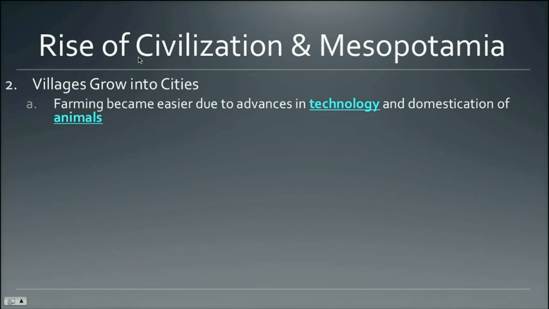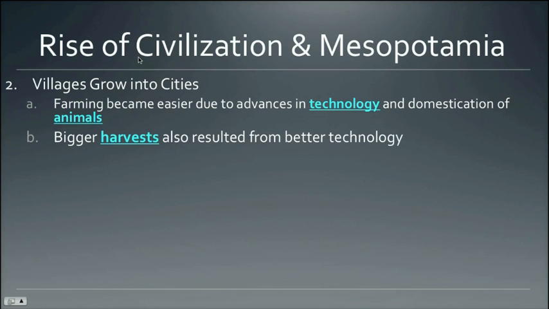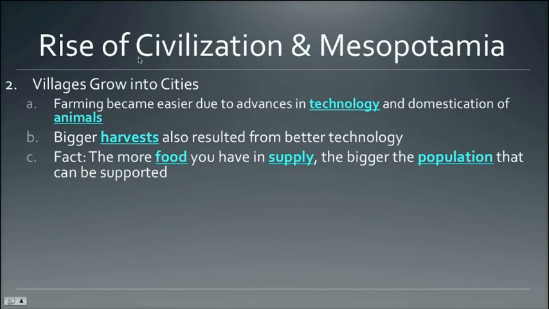Of course, we know domestication of animals could be made to use in all sorts of different aspects of farming. Of course, you get bigger harvests, and all of this resulted from better technology, so you have more food in supply. And this really brings us to this particular fact. The more food that you have in supply, the bigger the population that can be supported.